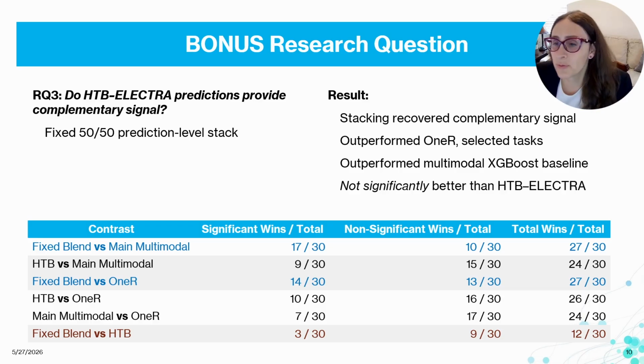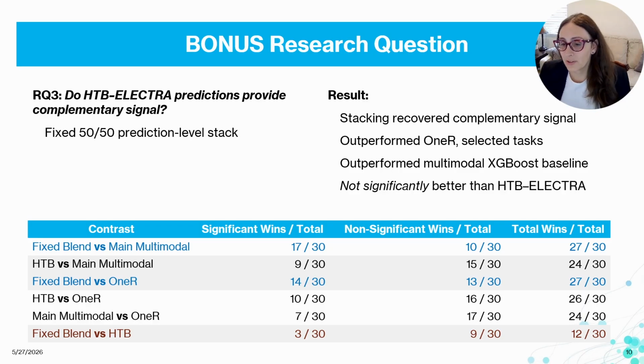Our strong results with respect to research question 2 brought about a new question. If XGBoost was learning from raw ASV abundances plus the broader multimodal feature set, while HTV Electra was learning from a transfer pre-trained microbiome representation alone, were these models capturing any complementary structure? To test this, we used a fixed 50-50 prediction-level stack.